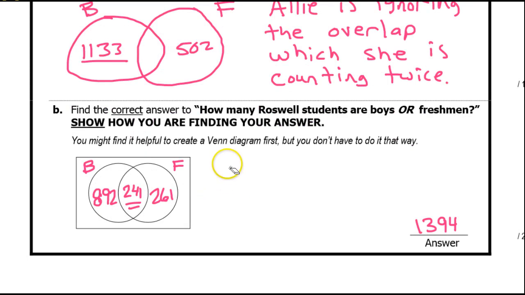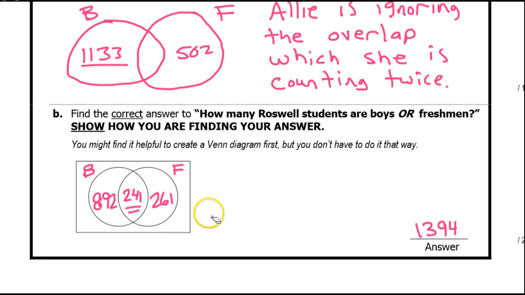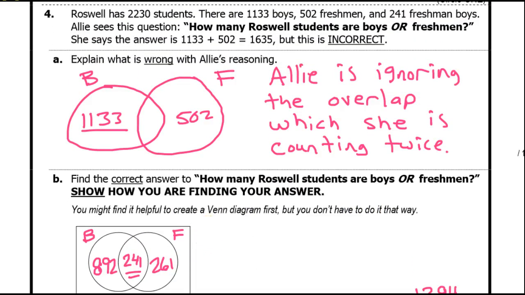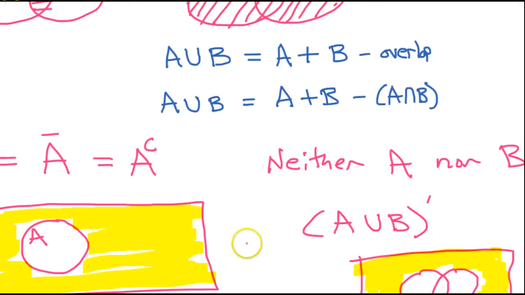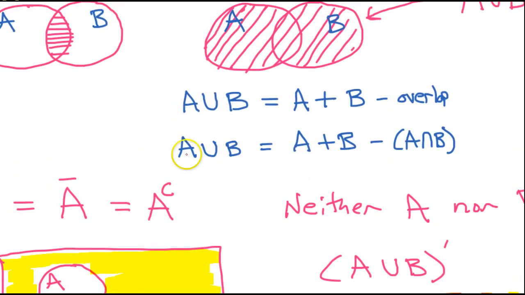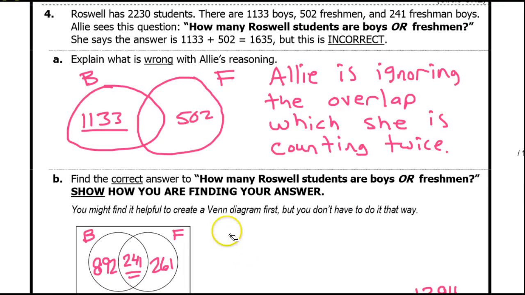Notice, this would be a good time for me to mention another way I could have done this without the Venn diagram. I mentioned in the notes earlier that there's an OR formula. A or B is going to be A plus B minus the overlap. Okay, so we could have done that.